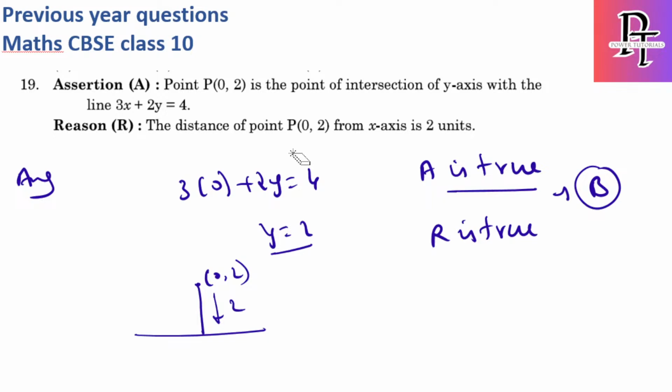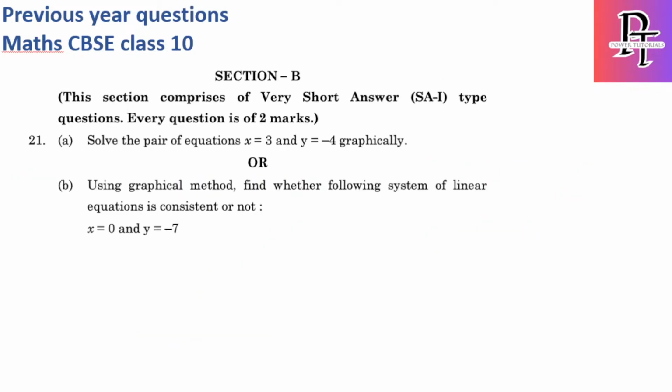Okay, so in this way all the 1 mark questions, that is MCQs, are done. Let's start with the section B questions, where the answers are very short and each carries 2 marks.